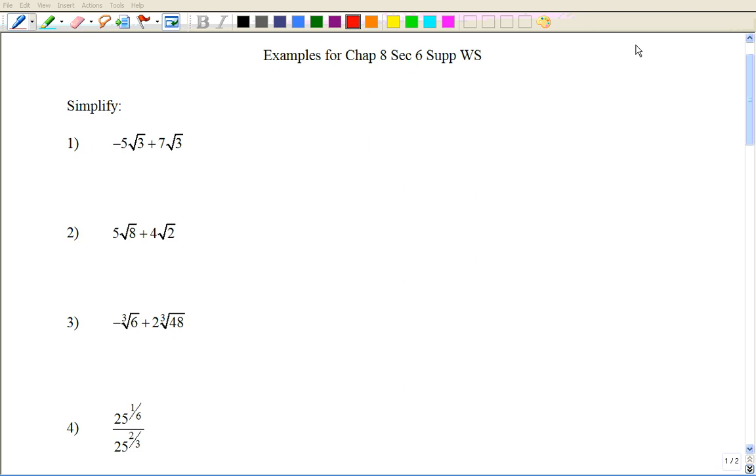So on number 1, we are told to simplify negative 5 square root of 3 plus 7 square roots of 3. Because we have like bases, the square root of 3 in both of these, we can just add these together. Think of it like negative 5x plus 7x. Then we would add the negative 5 and the 7 together, which is equal to positive 2. So we'll have 2 square roots of 3.